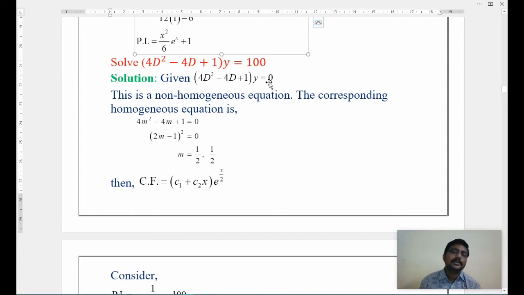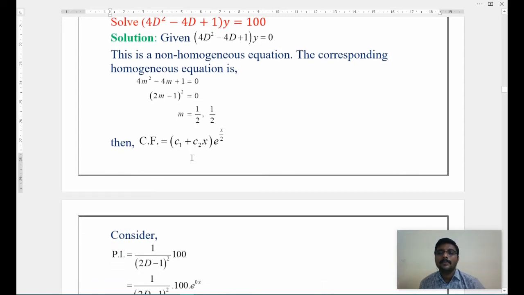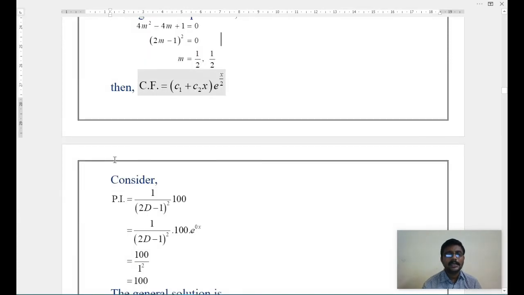First we solve the homogeneous equation. Replacing D with m and equating to 0, the equation is known as the auxiliary equation. Solving the auxiliary equation, we get two roots. The two roots are real and equal numbers. Thus the CF, the complementary function, is (c1 plus c2 x) into e^(1/2 x), that is x by 2. That is the complementary function. Now find the particular integral.